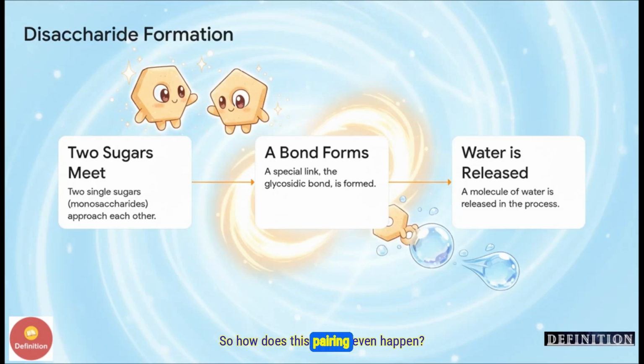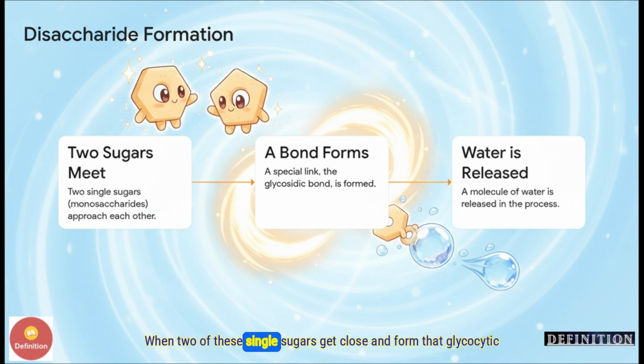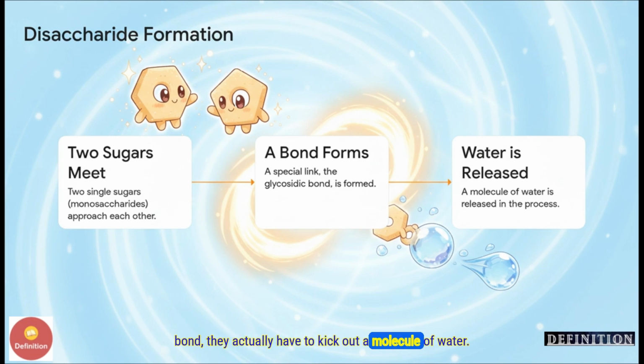So how does this pairing even happen? It's actually a pretty neat bit of chemistry. When two of these single sugars get close and form that glycosidic bond, they actually have to kick out a molecule of water. It's like they're getting rid of a little extra baggage so they can click together perfectly.